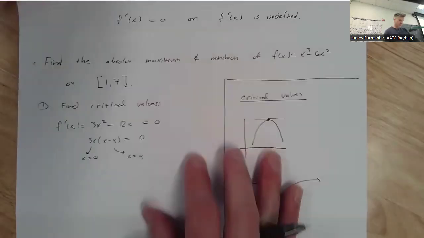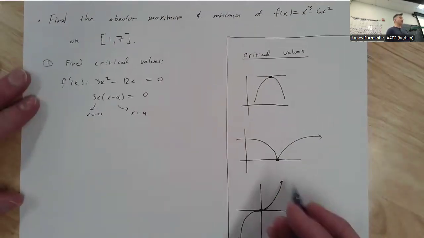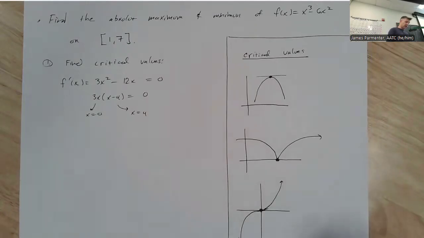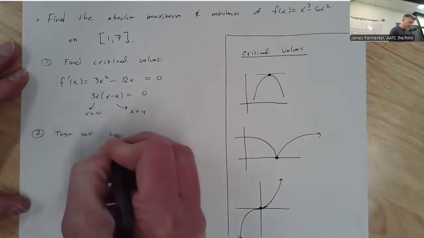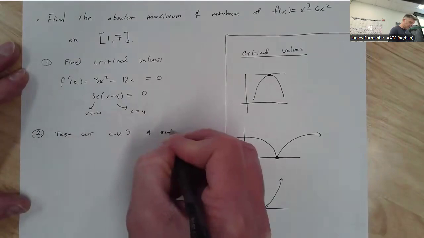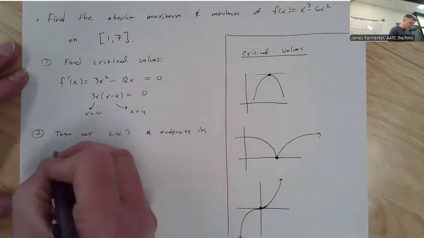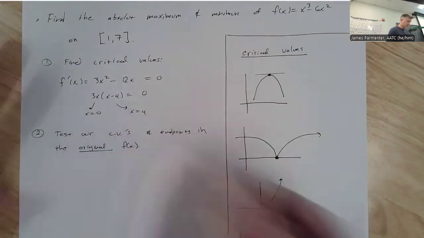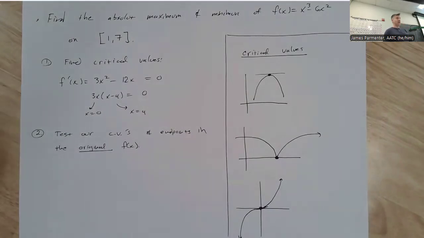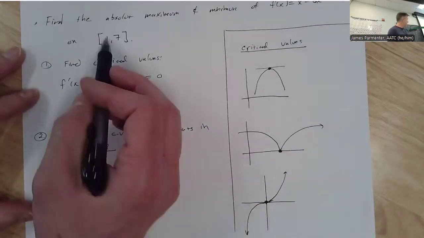And part 2, unlike what we'll do when we talk about finding local maxima or minima or relative extrema, we're going to test our critical values and our endpoints in the original function. And then the absolute maximum is where you have the biggest possible output, and the absolute minimum is where you have the smallest possible output. And that's really it. It's a pretty straightforward process once you've found all the potential candidates. So we have 0, 4, 1, and 7.